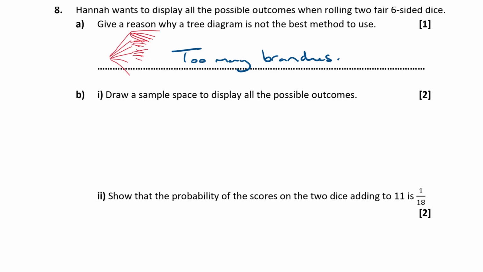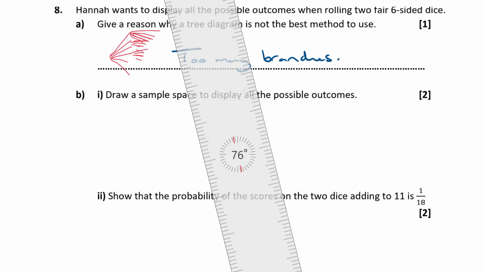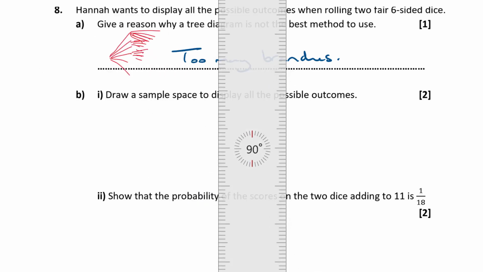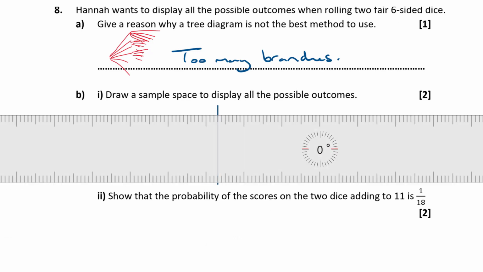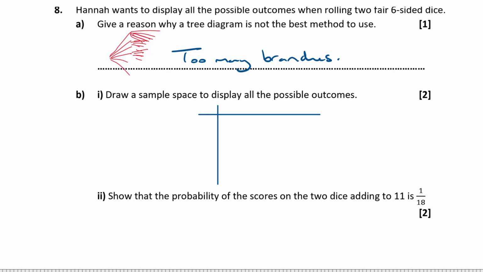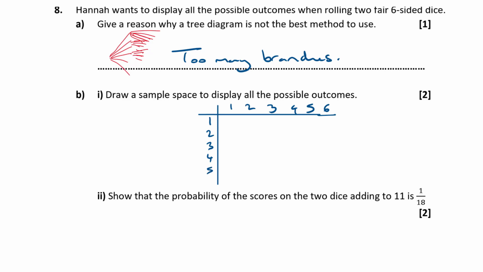So draw a sample space to display all the possible outcomes. That's a much more sensible idea, isn't it? Now a sample space, you're going to have a table, and you're going to have a column for each outcome from one event and a row for each outcome from the other. So I can get a 1, a 2, a 3, a 4, a 5, or a 6 on my first dice. I can get a 1, a 2, a 3, a 4, a 5, or a 6 on my second.